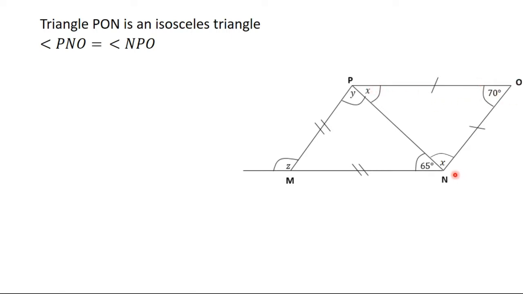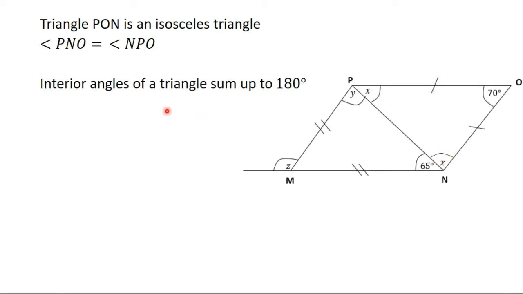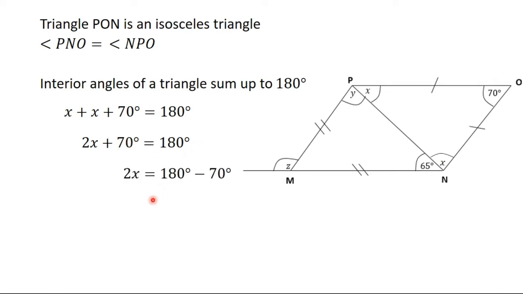PON is a triangle, so we can use the properties of interior angles of a triangle to find the value of S. We know that the interior angles of a triangle sum up to 180 degrees. What this means is that S plus S, which is 2S, plus 70 degrees is equal to 180 degrees. We simplify this, and we get 2S is equal to 110 degrees. You divide both sides by 2, and S is giving us 55 degrees. So we found the value of S.